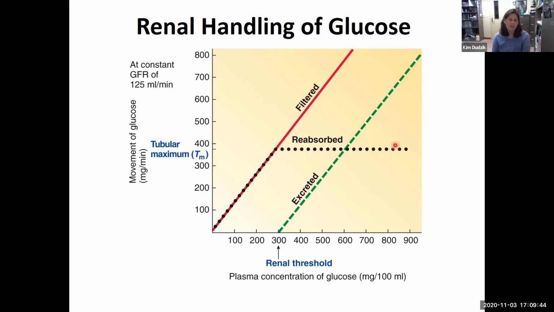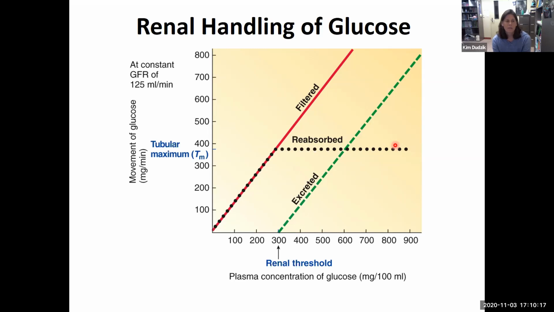So the average Tmax is about 375 milligrams per minute. That's actually a lot higher than the rate of glucose that's normally delivered. So in a healthy body, the plasma delivers or gets filtered about 125 milligrams of glucose per minute. So under normal conditions, all the glucose that gets filtered gets reabsorbed, because we have enough transporters to handle that amount of glucose.